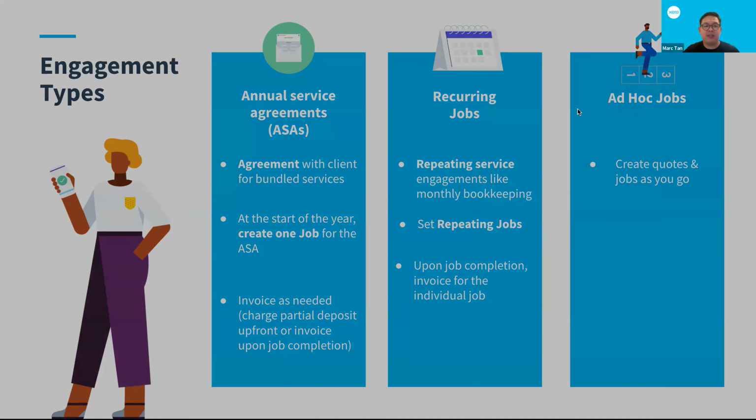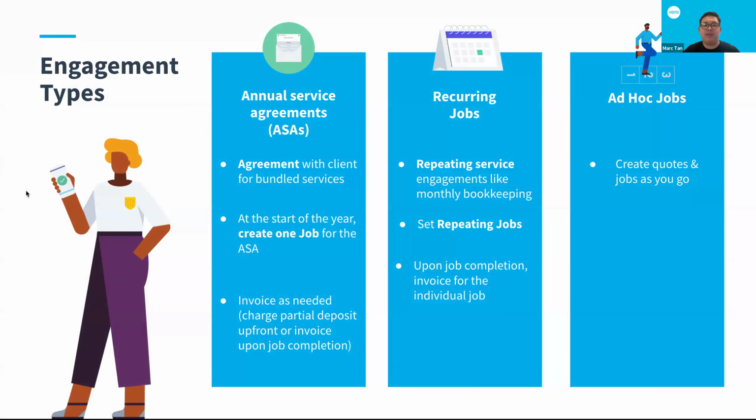Lastly, we have ad hoc jobs. These are your one-off non-recurring services that don't fit into the other two categories. This could be anything from a one-time company registration to a business valuation. For this, you simply create a code and a job as you go. It's a simple, direct approach for managing unique projects. By identifying and categorizing your client's work into these three types, you can streamline your workflow in XPM and ensure that managing each client relationship is done in the most efficient way possible.